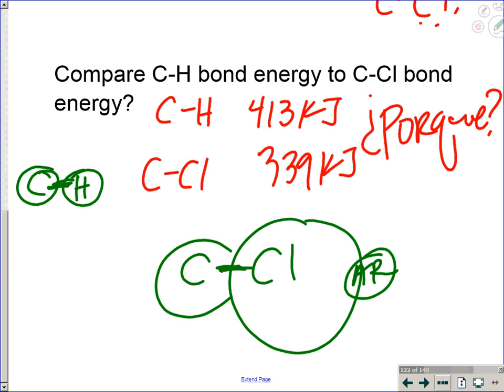Yeah, so atomic radius comes into play here: the closer they are together, the stronger their bond, the higher the energy. So the closer they are together, the what? Okay, the higher the energy. I was going to say stronger the bond, higher energy.